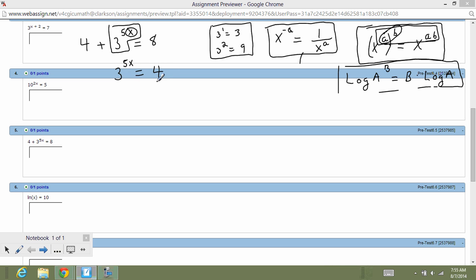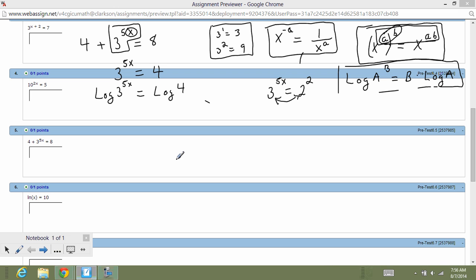Now, base 3 and base 4, we don't have any exponential connection there. Certainly, it's true that 4 could be written as 2 squared if you wanted to, right? But they're the bases. They're not consistent. They're not the same. And so there isn't going to be a solution by common base. And so just as well to just log both sides, and we get log of 3 to the 5x equals log 4.